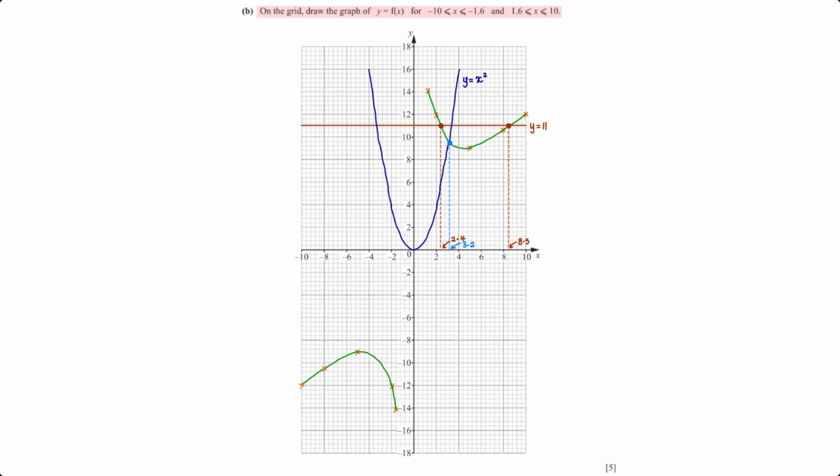On the grid, draw the graph of y equals f of x for x is greater than or equal to -10 and less than or equal to -1.6, and x is greater than or equal to 1.6 and less than or equal to 10. So on the grid, we plot all the points in the table and draw a smooth line passing through the points.